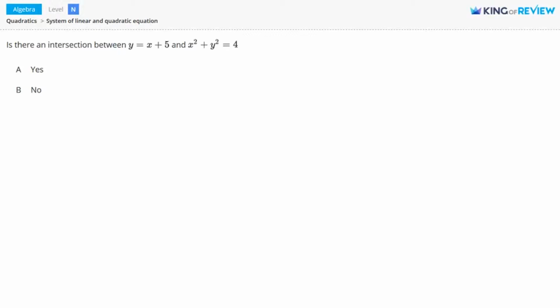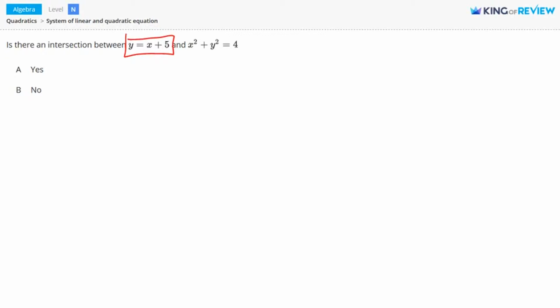Is there an intersection between y equals x plus 5 and x squared plus y squared equals 4? One way to solve this problem is to use substitution to find the points of intersection. And if there are points of intersection, then you know that the answer would be yes to this question. So let's use substitution here.